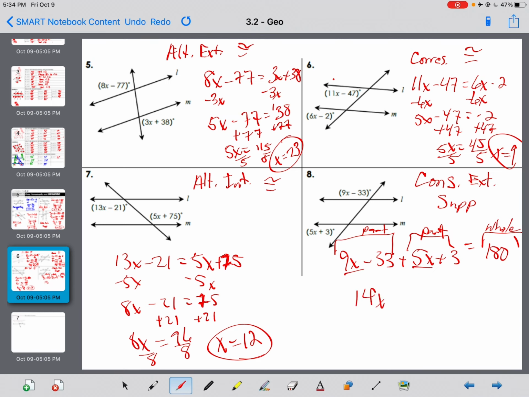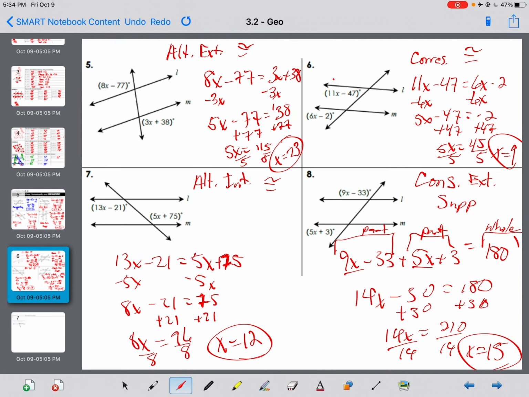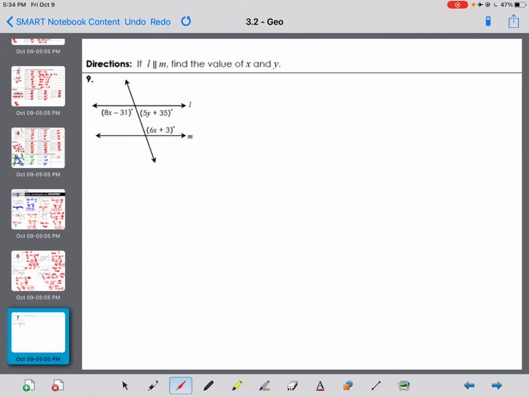9x's and 5x's is 14x's. Negative 33 and 3 makes negative 30 equals 180. Add 30. 14x equals 210. That's a 0. Divide by 14. So x equals 15. There we go. Found it. Nice. All right.